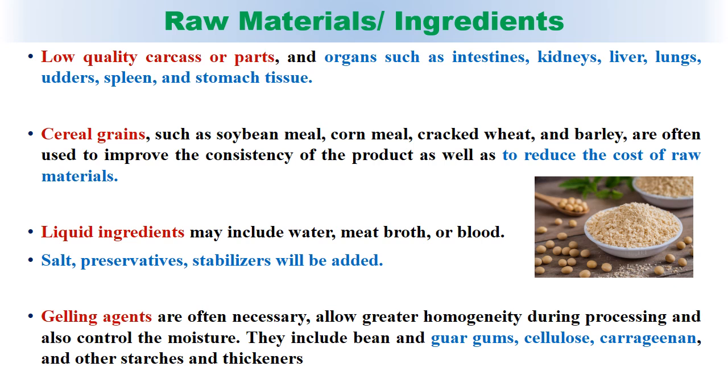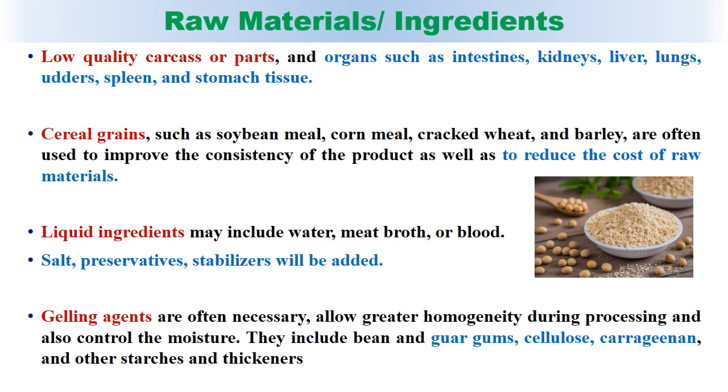So I have already explained in brief about the method of extrusion for dry pet food and about the canning for wet pet food processing. Now we will discuss step by step all the details. The first is the raw materials or ingredients. So here different varieties of ingredients are there.